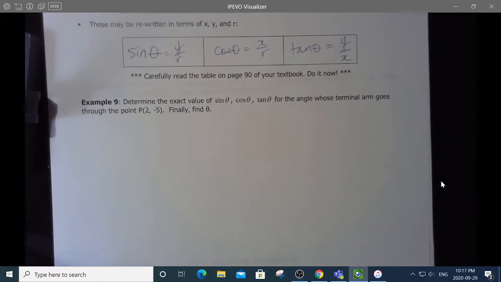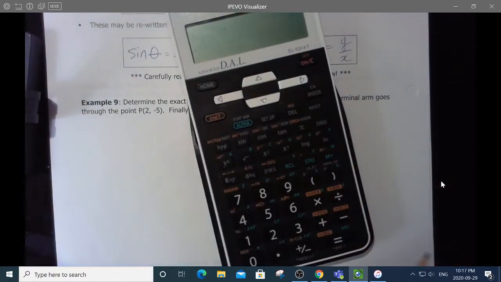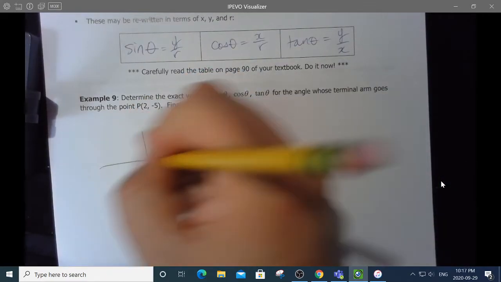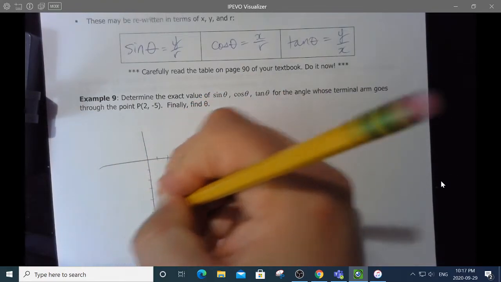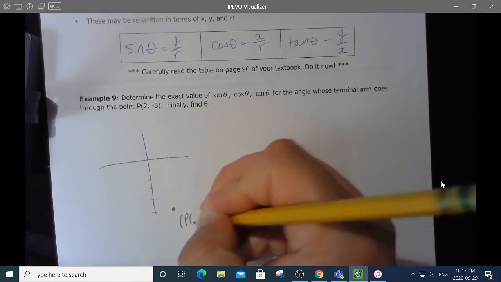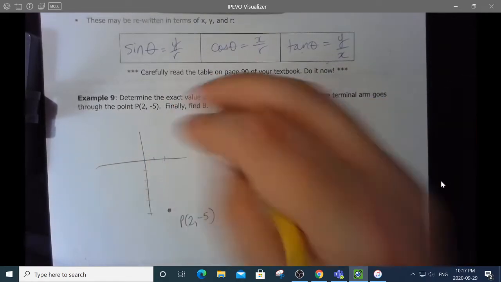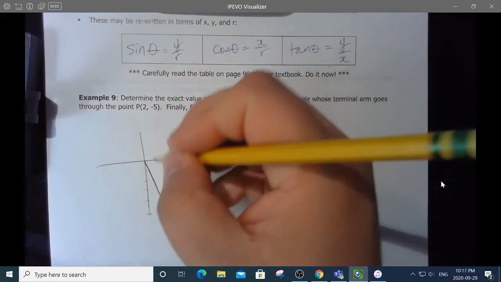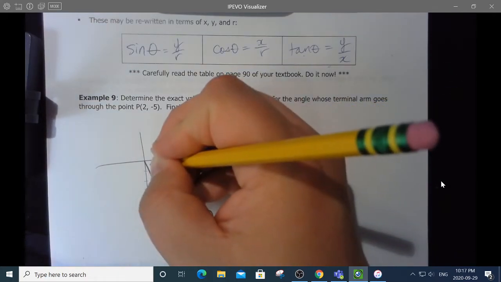Example 9. Determine the exact values of sine, cos, and tan for the angle whose terminal arm goes through the point (2, -5). What do we mean by exact value? We mean you don't get to use a calculator. So here we go. Let's draw a little sketch. Where is (2, -5)? Well, that's 2 in this direction and 5 in that direction. So 1, 2, 3, 4, 5. So there's point P of (2, -5). And let's make a triangle to it, from (0, 0). And now let's make a reference angle, and here comes my reference angle right there.